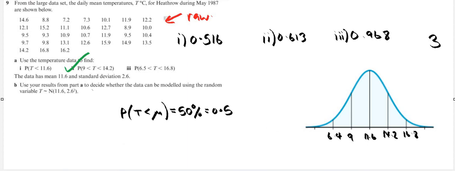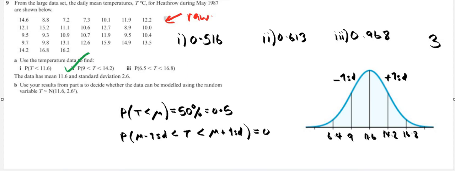Next one, for II, this was between 9 and 14.2. 9 is minus 1 standard deviation, and 14.2 is plus 1 standard deviation. And remember the 3 numbers we're supposed to remember, this should be 68%. So the probability that T is between mu minus 1 standard deviation and mu plus 1 standard deviation should be 0.68. And we've got 0.613 again, pretty close.